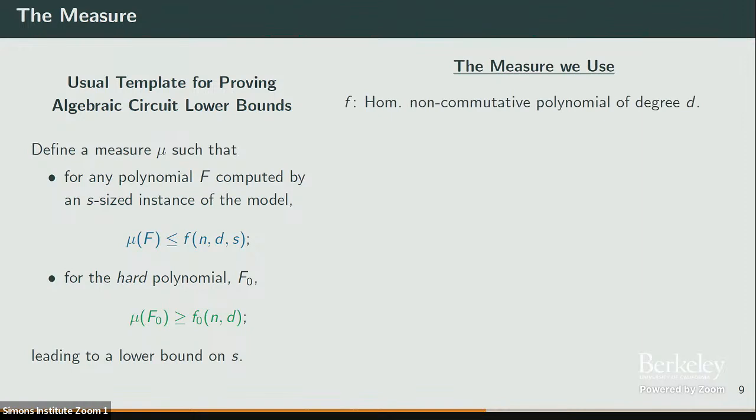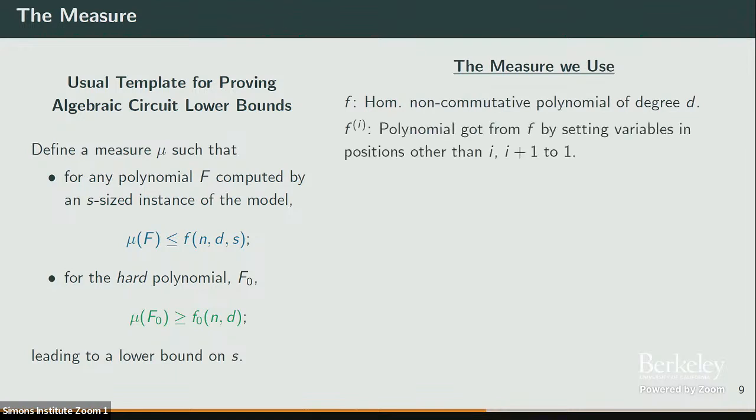Suppose F is a homogeneous non-commutative polynomial of degree D, then we define F_i to be polynomials. Note that because it is non-commutative, there is this additional notion of position, because the order is important. So what we do is we say for a given non-commutative polynomial, F_i is the polynomial you get by setting the variables in position i and i plus 1 to keep those, and setting everything else to zero.